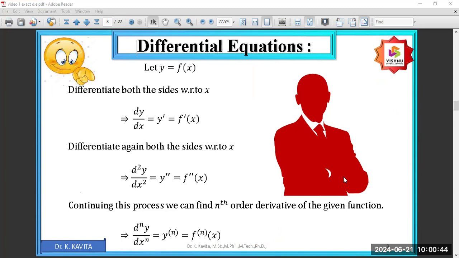Take y equals f of x, this is the function. We differentiate on both sides with respect to x and we get the first order derivative y dash. Again we differentiate a second time and we get the second order derivative. Continuing the same, we get the nth order derivative of the given function.